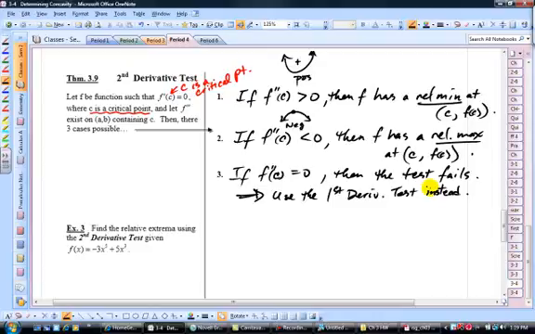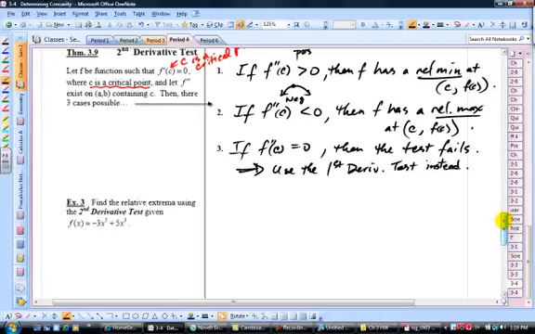Okay, so let's go for it. Let's show you how to use the second derivative test. It becomes useful sometimes. And it's just another way to see if you have relative extrema versus looking at the first derivative. You can use the second derivative if you're given it, or if you want to find it. So we want to find the relative extrema, and remember, that's just the relative min and max, using the second derivative test.